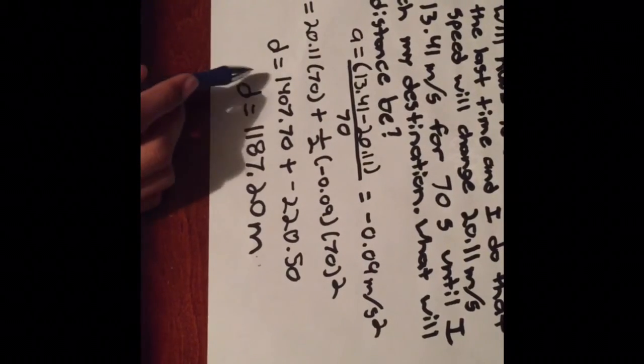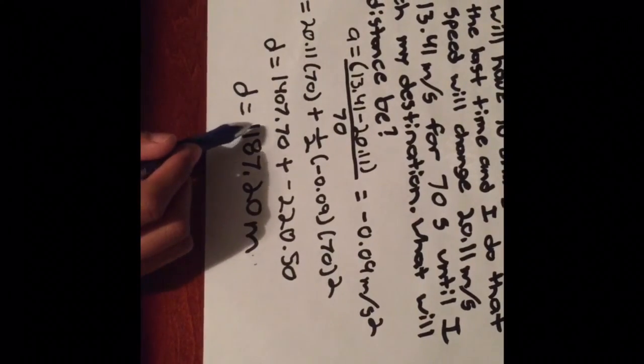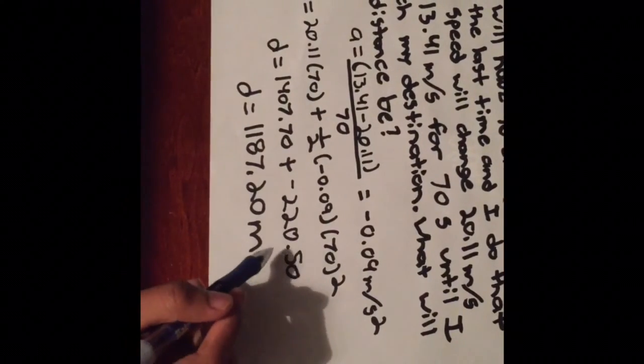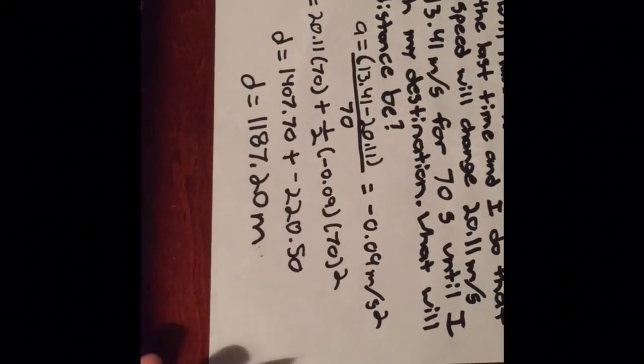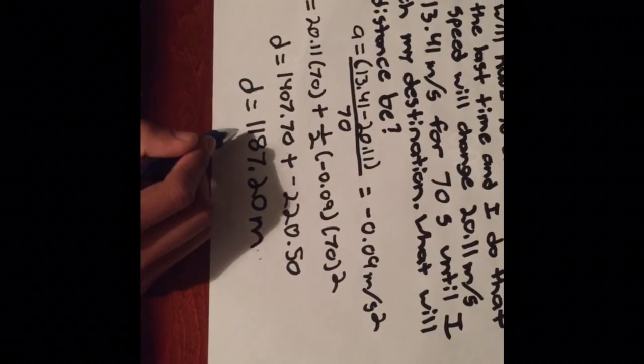20.11 times 70 is 1,407.70, and 1/2 times acceleration and time to the power of 2 is negative 220.50. When you subtract these two, again, they're opposite signs, so you subtract. So it's going to turn out to be 1,187.20 meters.